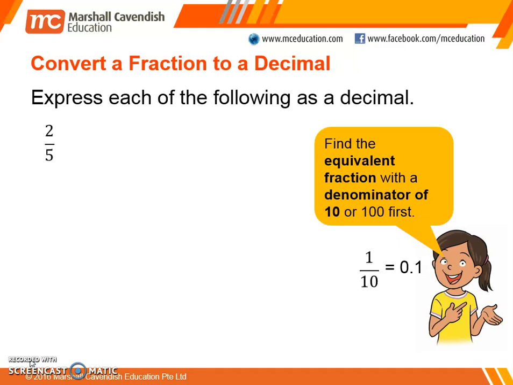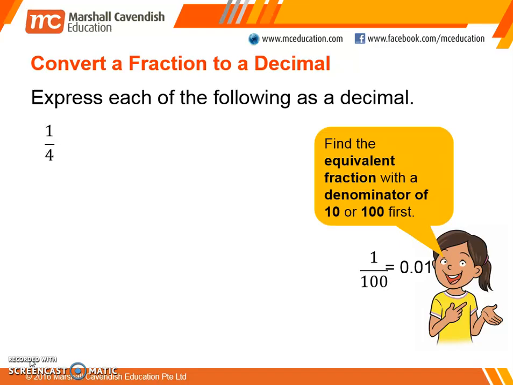I have with me 2/5. Would you like to make a guess? What fraction will we convert it to? Let's convert it to its equivalent fraction that has a denominator of 10. What number shall we multiply the numerator and the denominator by? Yes, we multiply it by 2. And we would get 4/10. Now, let's convert it. 0.4 is our decimal. Let's move on to another fraction.